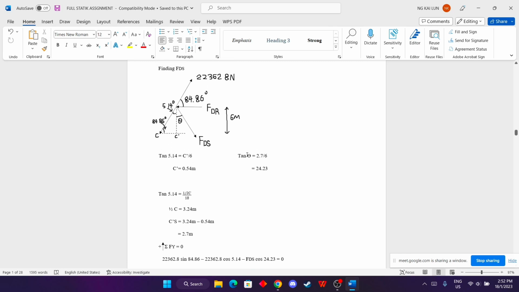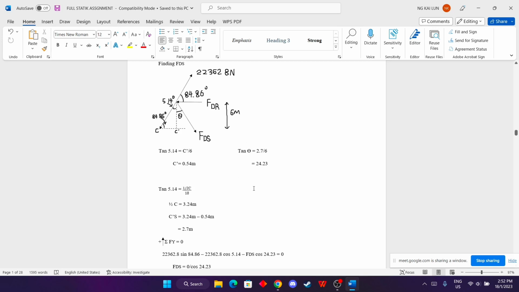And the tangent theta equals 2.7 divided by 6. 2.7 is the height here. The length from C prime to S is 3.24 minus 0.54, which is 2.7. So we find the theta here, and we get theta is 24.23 degrees.